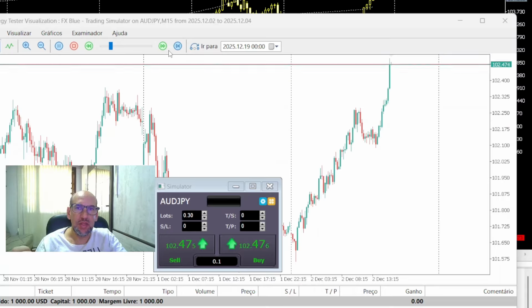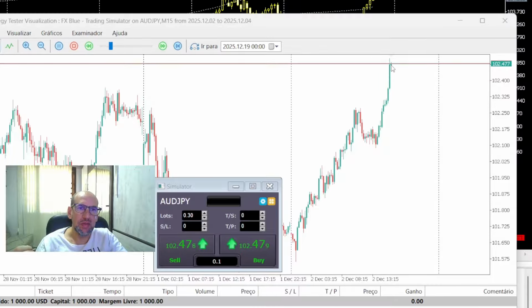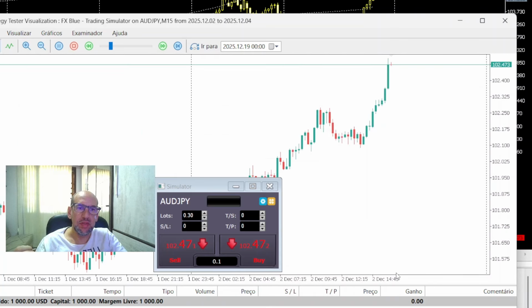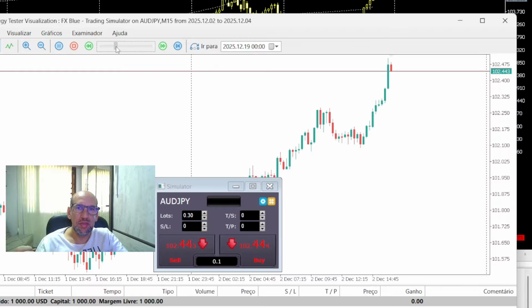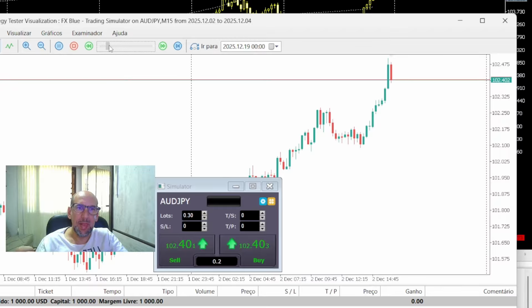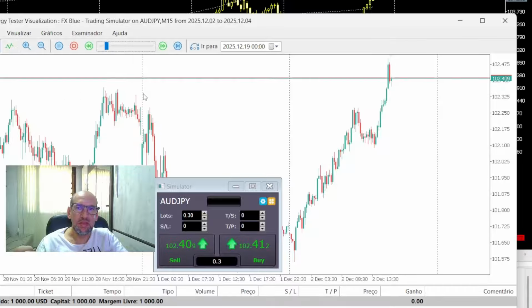This is the 15-minute chart of Aussie yen. We see here was the Asian session. Now we are in the New York session here. We see an error in my MetaTrader's time system. 4 o'clock p.m. is the opening of the New York session, and it's an error here, but we see the market pushed up. We see the resistance area was broken.